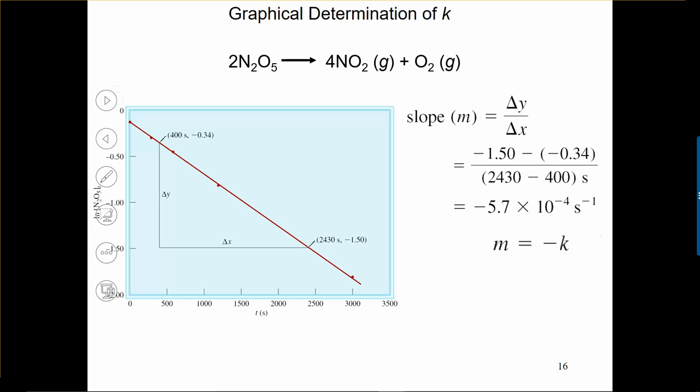Okay, so your slope equals your k. It's a negative slope that will equal your k there.